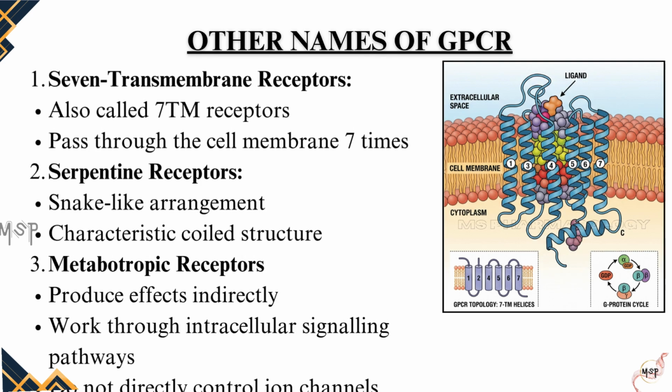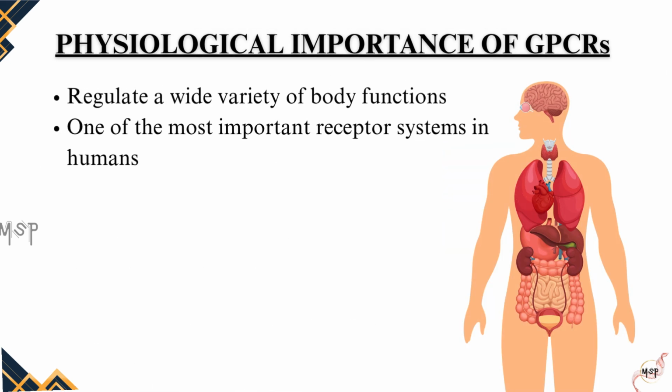GPCRs are known by several different names, and each name reflects an important feature of the receptor. They are called seven-transmembrane receptors, or 7-TM receptors, because they pass through the cell membrane 7 times. They are also called serpentine receptors, because of their characteristic snake-like arrangement within the membrane. Another important term is metabotropic receptors, which means they produce effects indirectly through intracellular metabolic signaling pathways rather than directly controlling ion movement. Why are GPCRs so important?